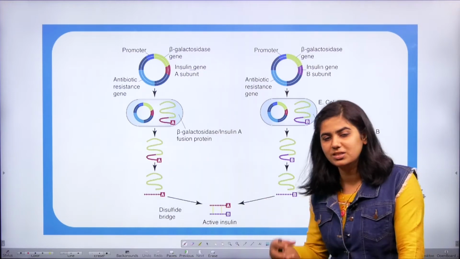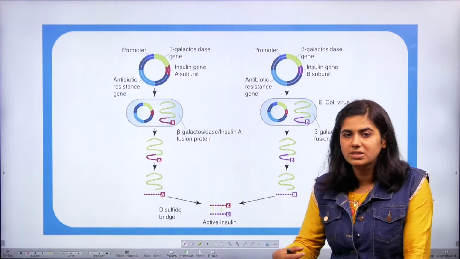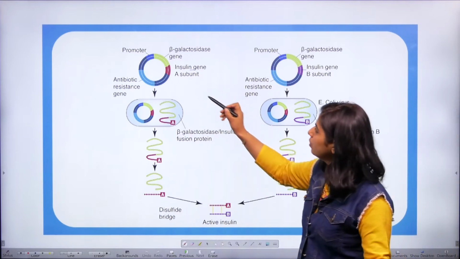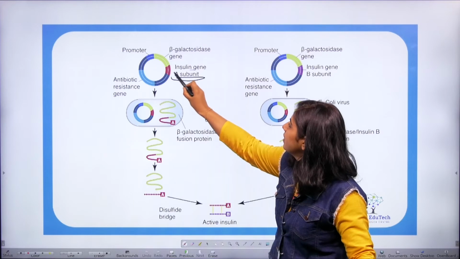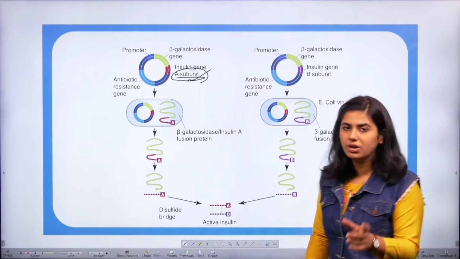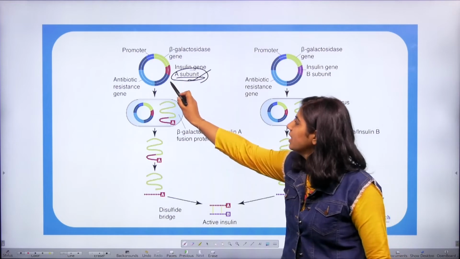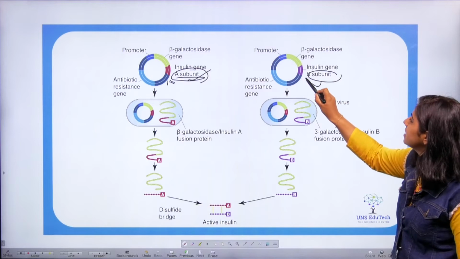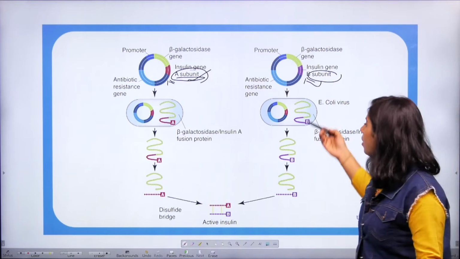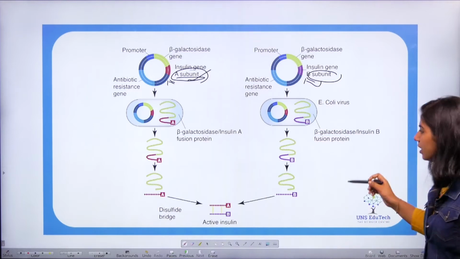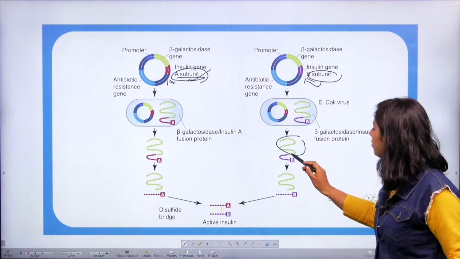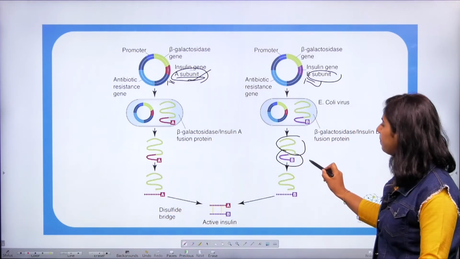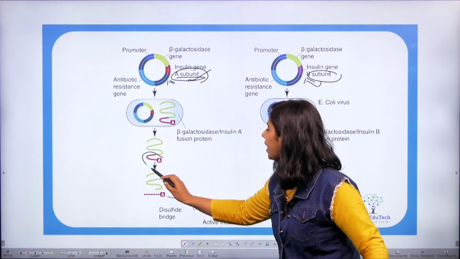When bacteria produces its own protein, the gene we have inserted will also be produced as proteins, right? So in this technology, the gene of interest that we need is the A subunit of the insulin gene, which is inserted in this bacterial DNA, and here the B subunit is inserted in the bacterial DNA. Once the DNA undergoes translation and all, it will produce its own protein plus the protein of our interest, that is B peptide here, and here it is A peptide.